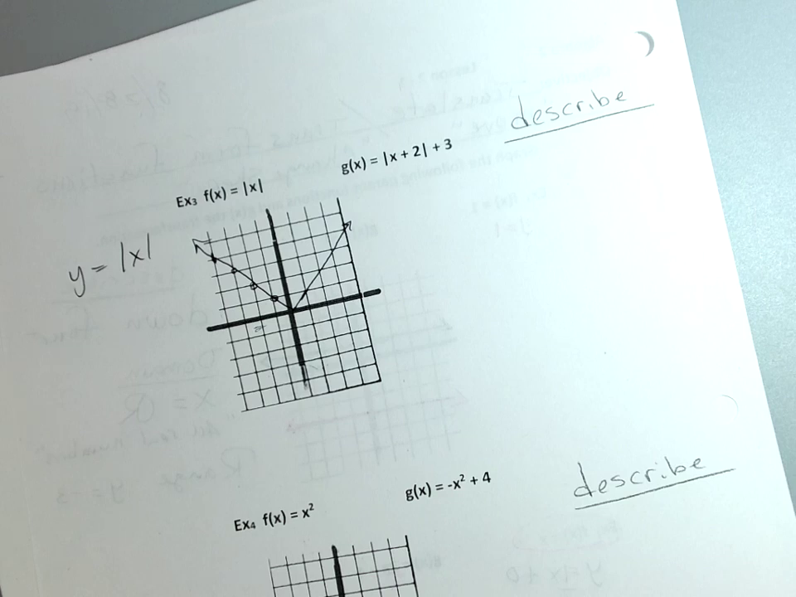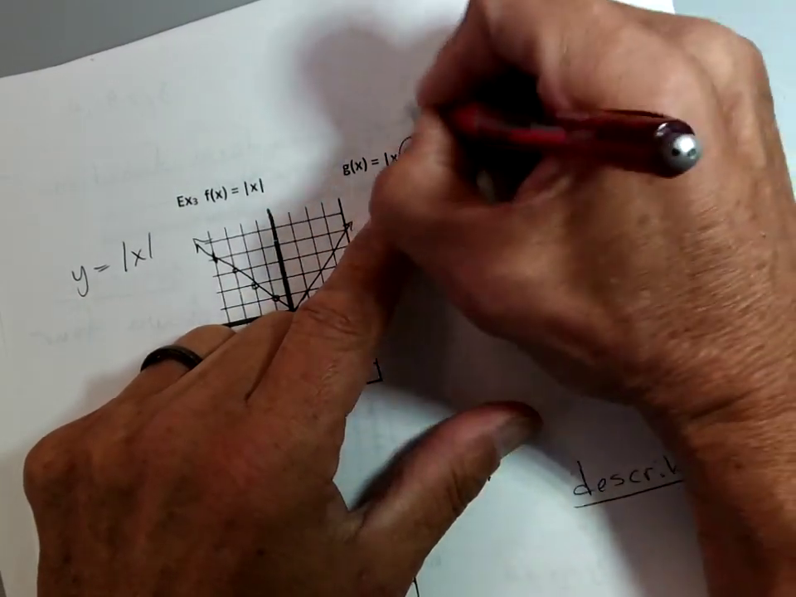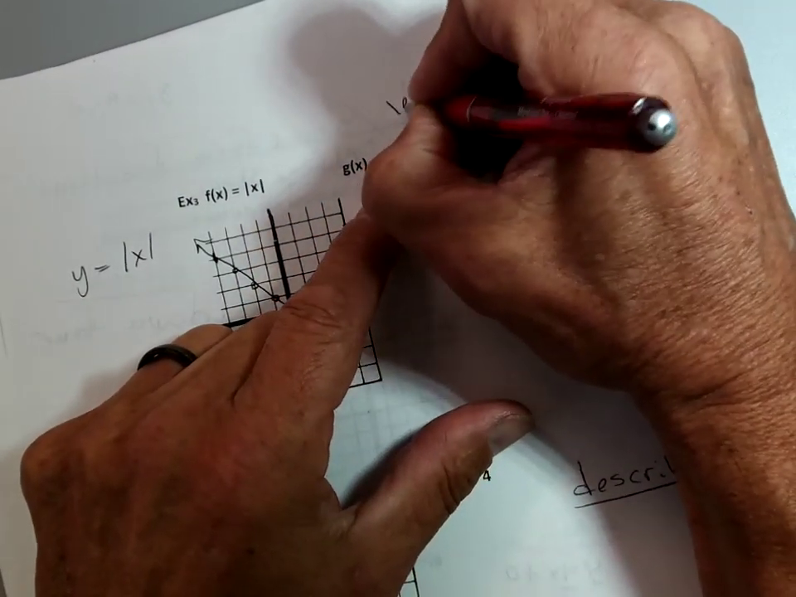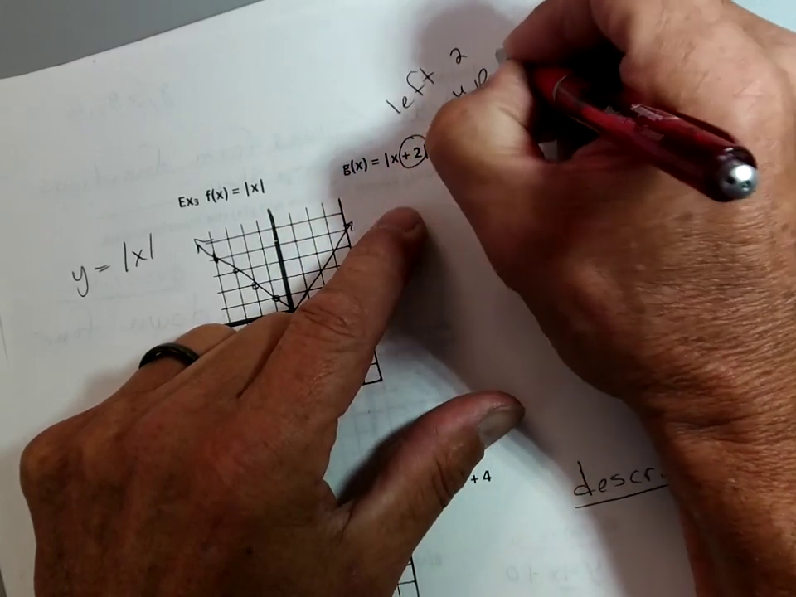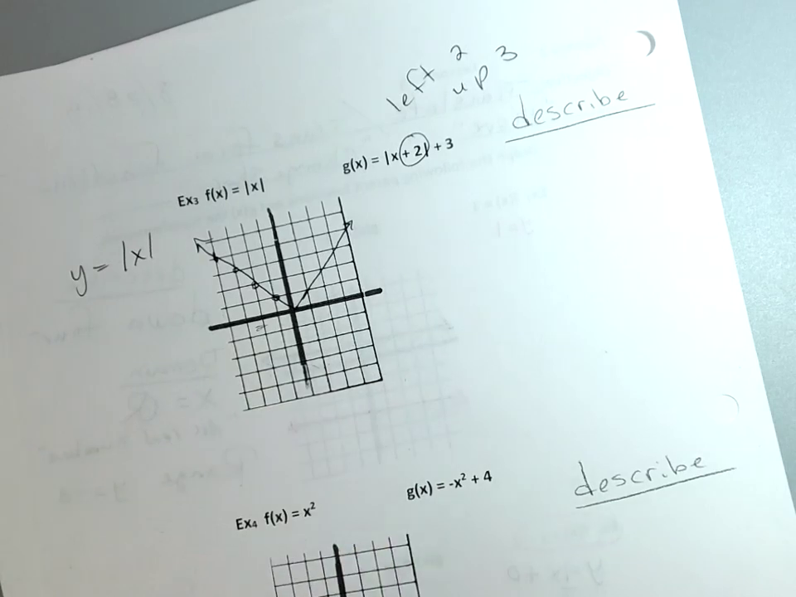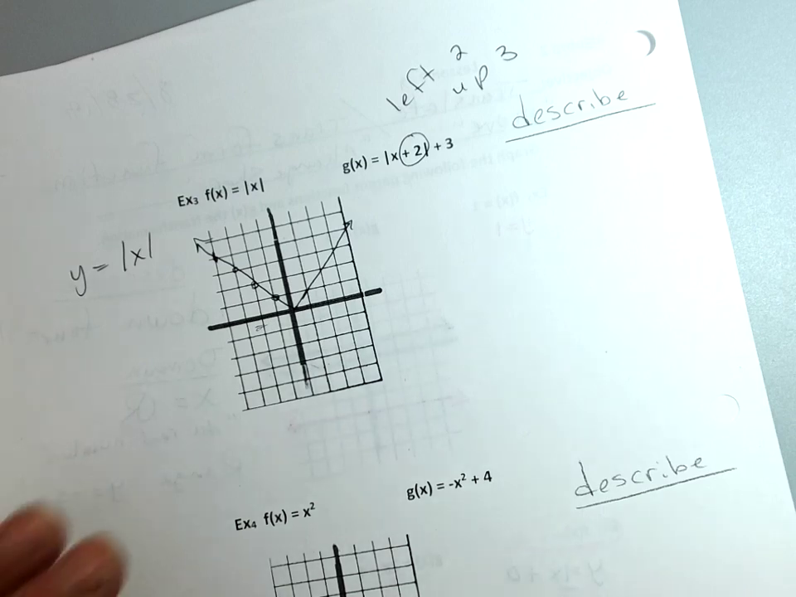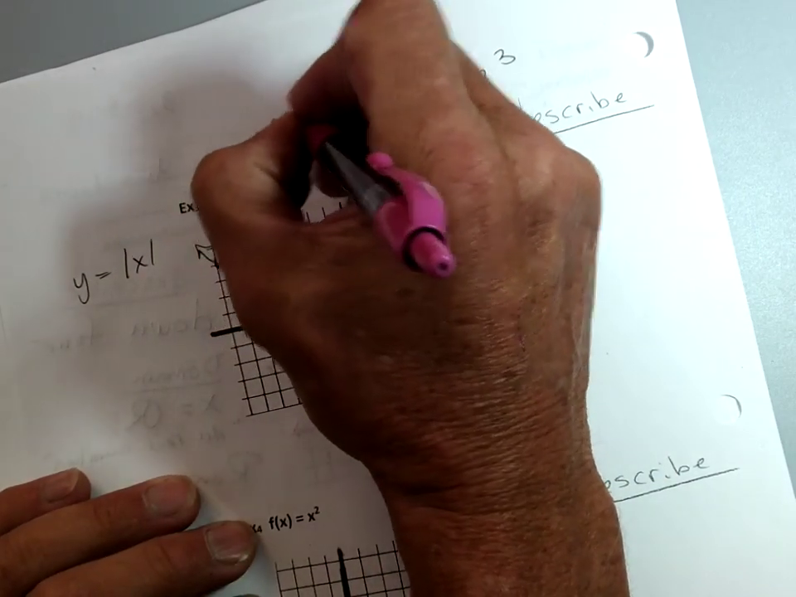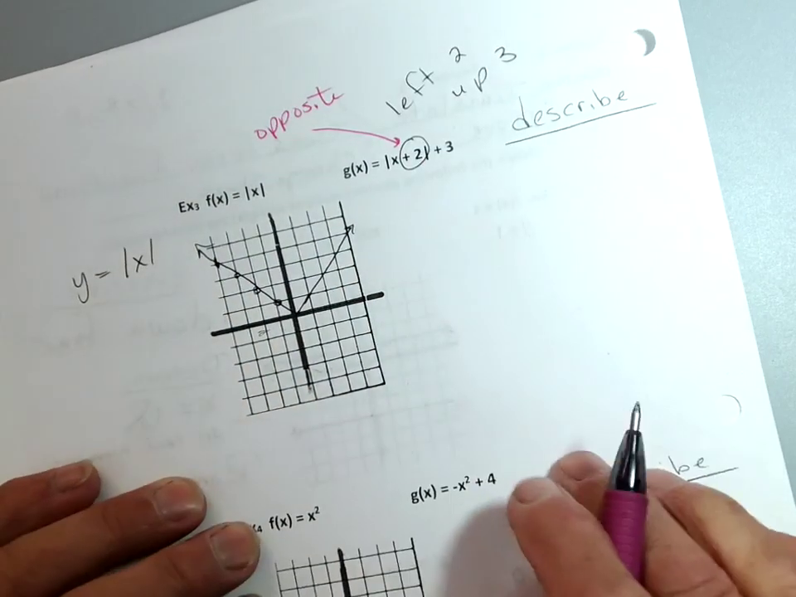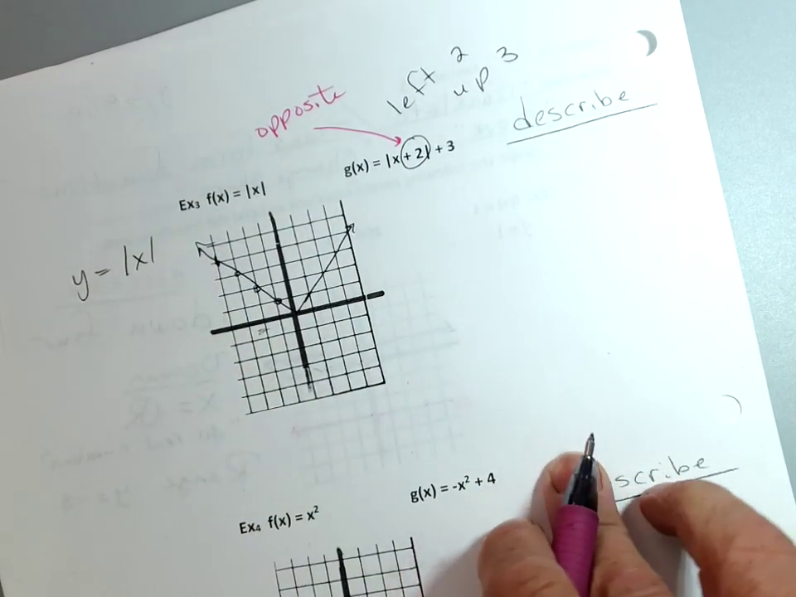So what we're going to do is move this to the left, and then we're going to go up 3, okay? So it's always the opposite of the inside. Remember when I taught you that? Always the opposite. And I'll show you why in a second, because there is a reason why, if you care. Because some of you actually do care, okay?